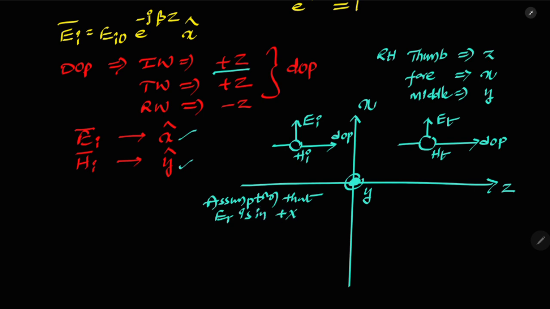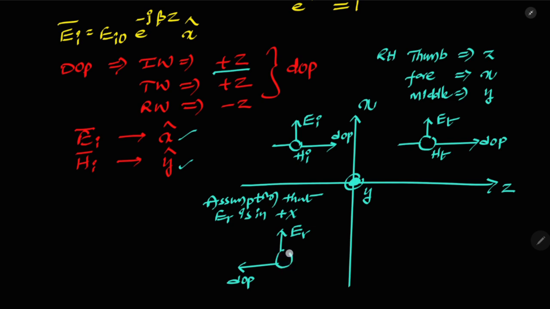Okay, but it is a reflected wave. That means it has to travel in the negative Z direction only. That is what we have to take compulsorily. Then only it is called a reflected wave. So reflection is in the negative Z direction, but I'm assuming that the electric field has not changed its orientation. That means the reflected electric field will be indicated in the positive X direction only.